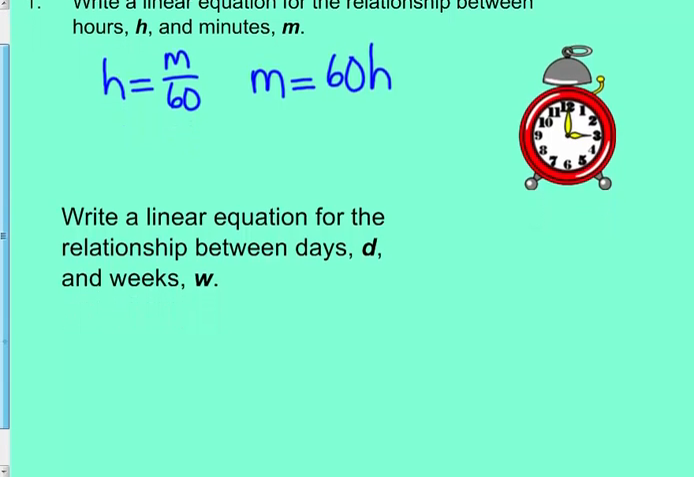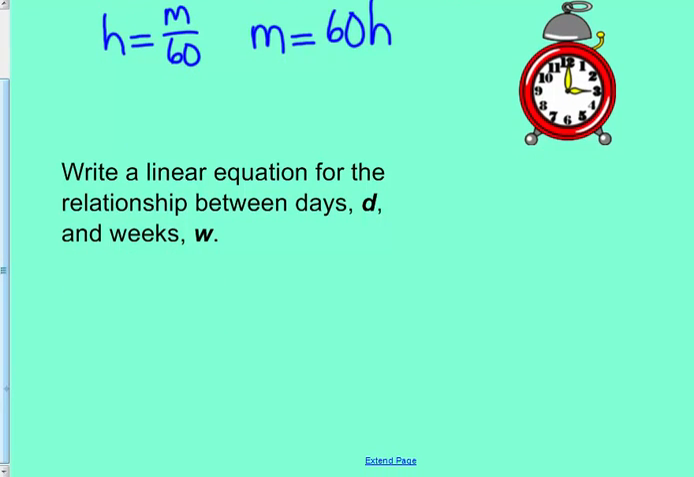Write a linear equation for the relationship between days D and weeks. So days would be like total days. You would take your weeks and multiply it by 7. So 3 weeks times 7 would be 21 days. Or if I wanted to solve for weeks, I could say take my number of days, like 28 of them, and divide by 7, and I would get 4 weeks. So depending on which variable you want to solve for.